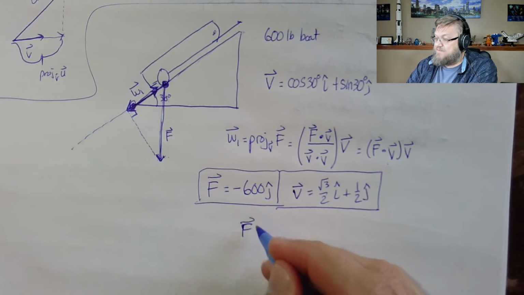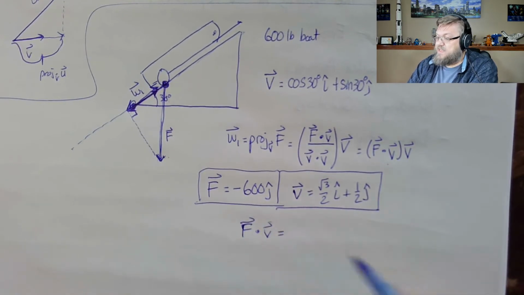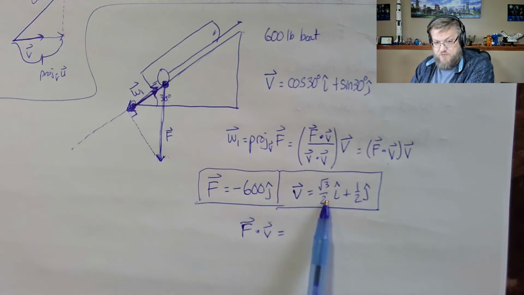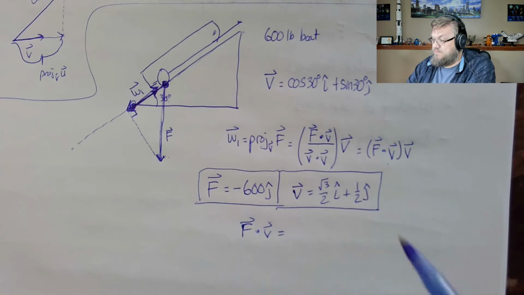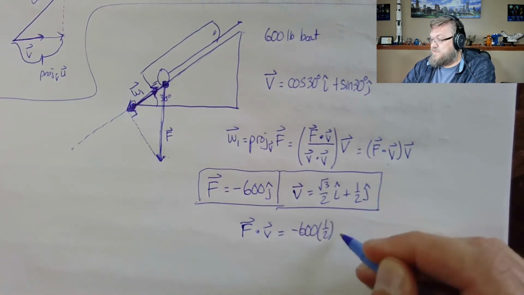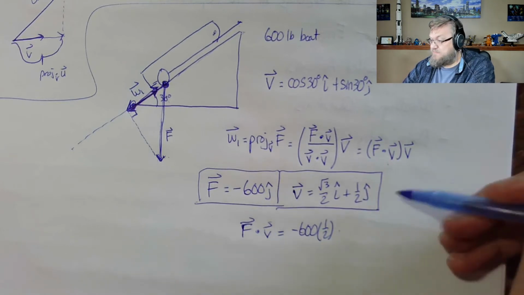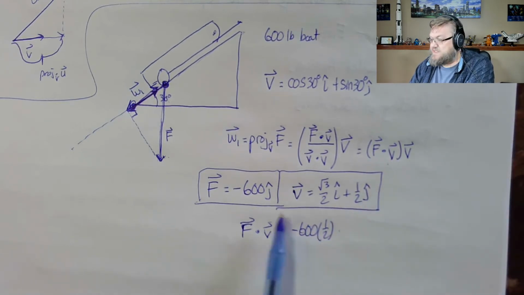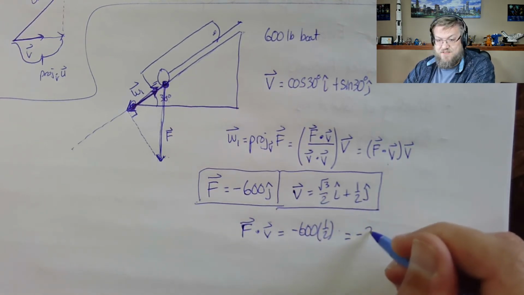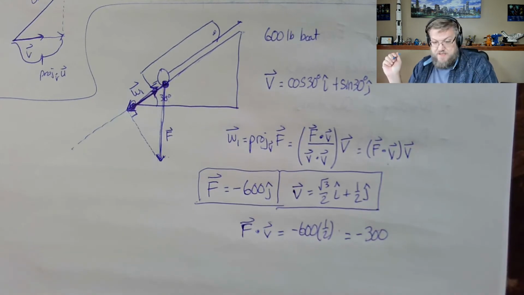So F dot v is going to end up being, the i component here is 0, so 0 times root 3 over 2, plus negative 600 times 1/2. It's just the components, right? It's the dot product. So number times number plus number times number. So this dot product here is going to be negative 300. That's the dot product of those two.